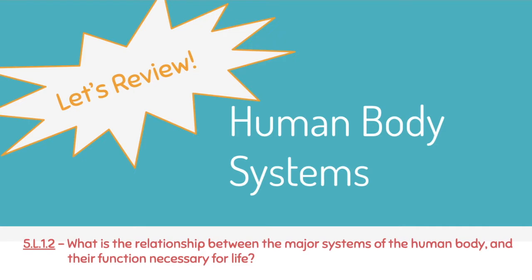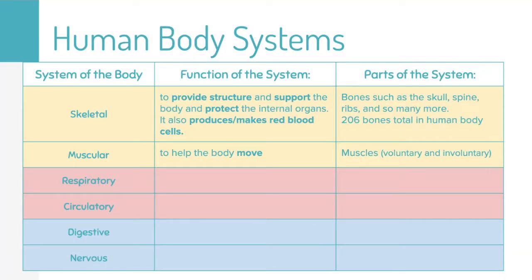So let's review the human body systems that we've covered already, because remember, our central question is, what is the relationship between the major systems of the human body and their function necessary for life? So, last week we talked about the skeletal and the muscular systems.